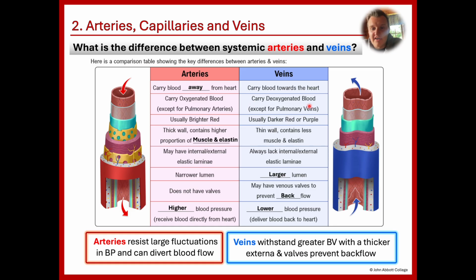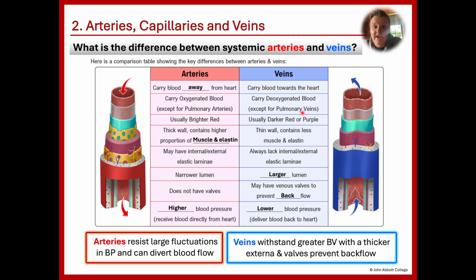Most veins carry deoxygenated blood, except for pulmonary veins. We're going to see that most veins are coming back to the heart, so that they can send that deoxygenated blood back to the heart, except for pulmonary veins.